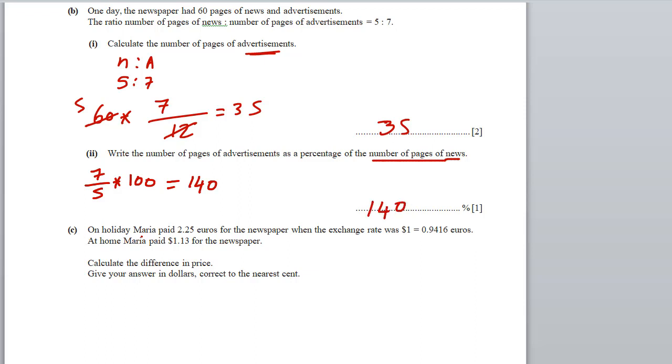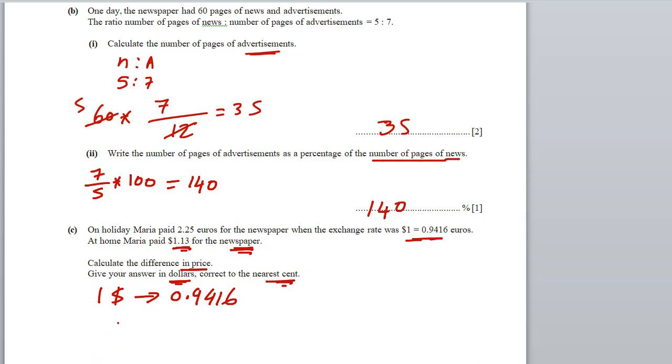On holiday, Maria paid 2.25 euros for the newspaper when the exchange rate is $1 equal to 0.9416 euro. At home, Maria paid $1.13 for the newspaper. Calculate the difference in the price. Give your answer in dollars, correct to the nearest cent.